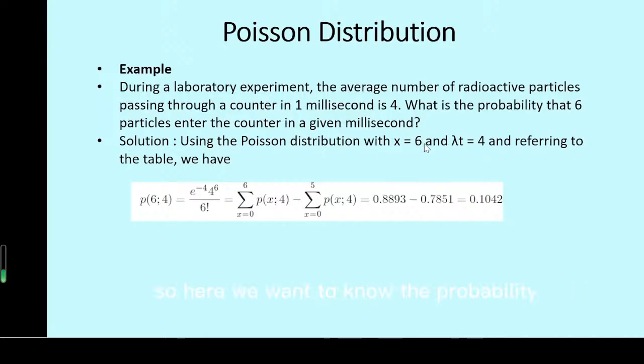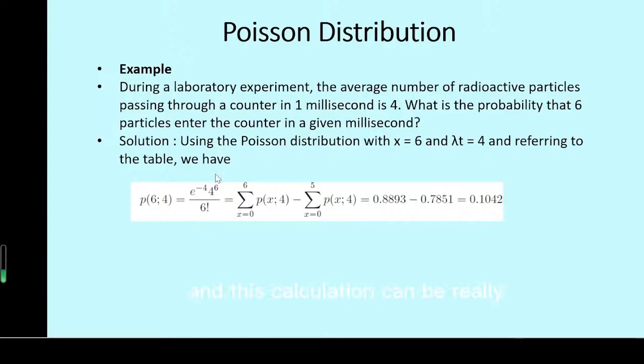So here we want to know the probability associated with x equals 6 and lambda t equals 4, because we focus on 1 given millisecond. So here 1 millisecond is 4, so lambda t equals lambda times 1 equals 4. Referring to the table, we can get the probability of 6 with mu equals 4. Then the calculation is 6 factorial in the denominator, e to the power of minus 4, then 4 to the power of 6.